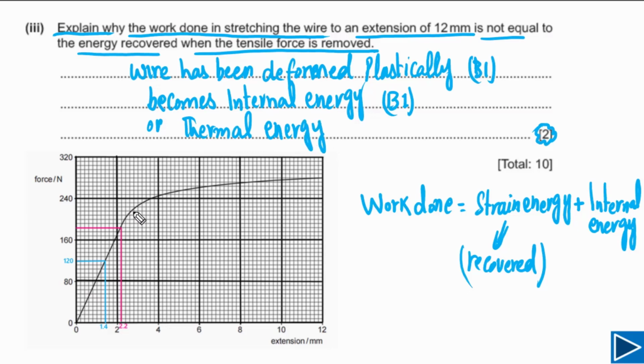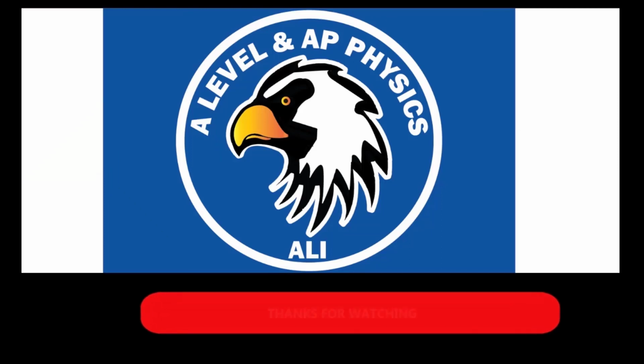If you look at this curve, until here it is in the elastic region. So the amount of work done until this point can be recovered, but the amount of work done in this region cannot be recovered because this has entered the plastic region. I hope it is clear to you now, and that's all what you need to understand.